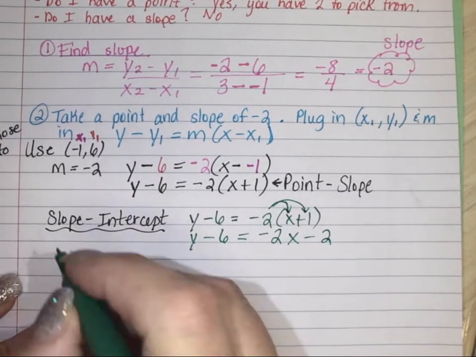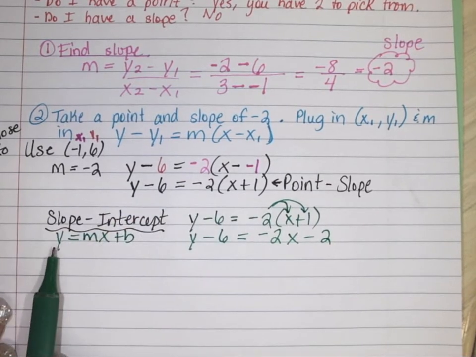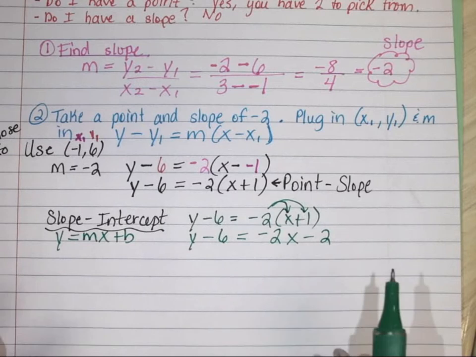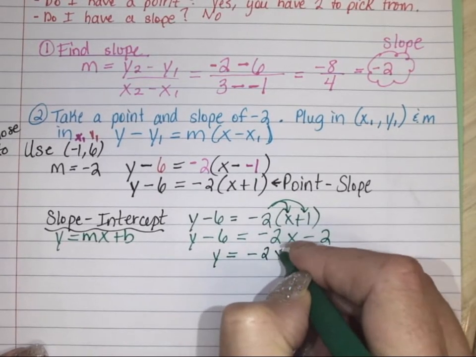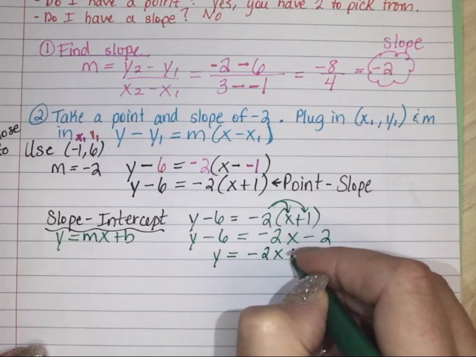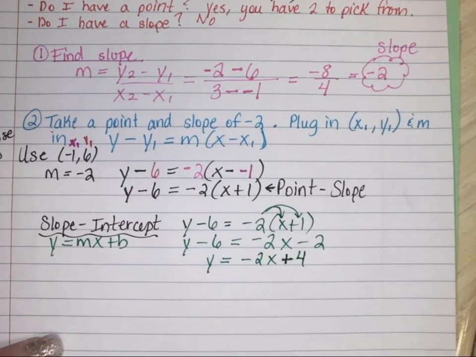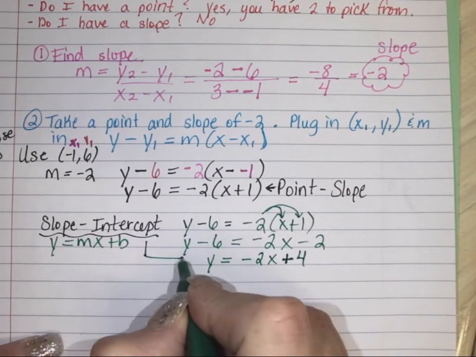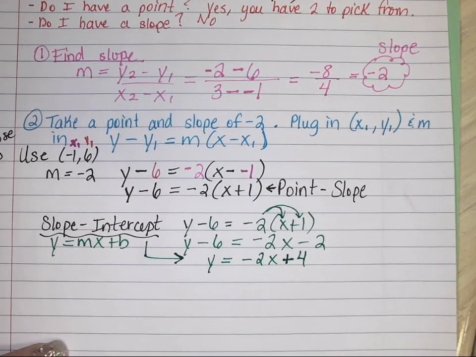and slope-intercept is y equals mx plus b. So you want to make sure that you solve it for y and your x term is on the other side. So the only other step we have to do is simply to add 6 to both sides. So if I add 6, I'm going to get positive 4. So in slope-intercept, it would be y equals -2x plus 4.